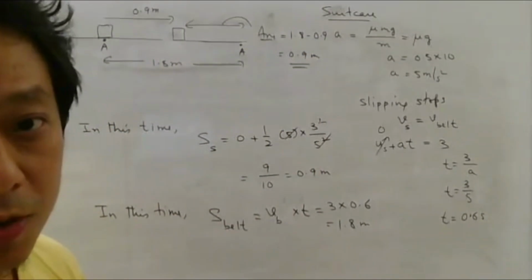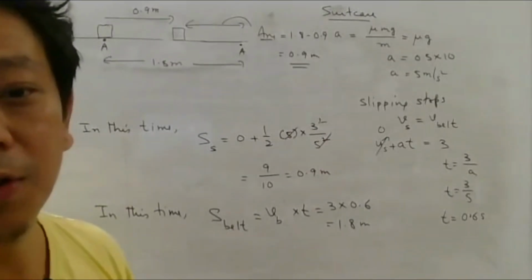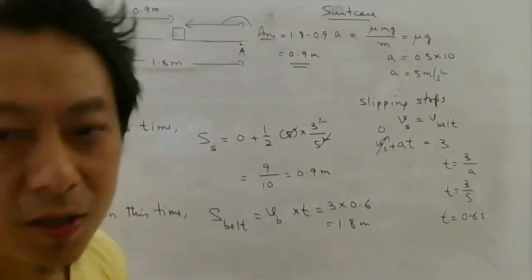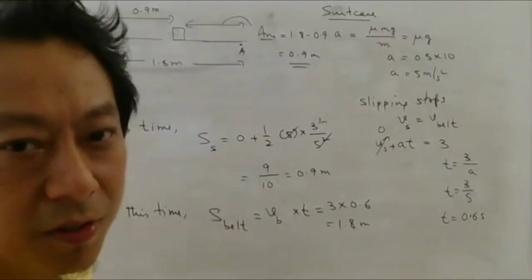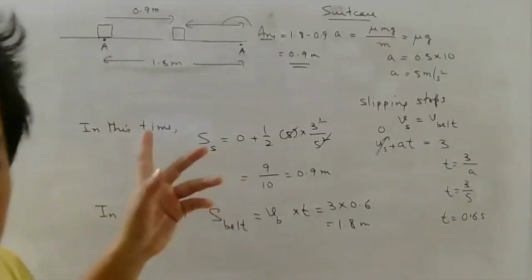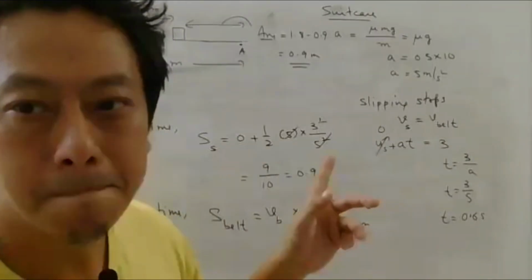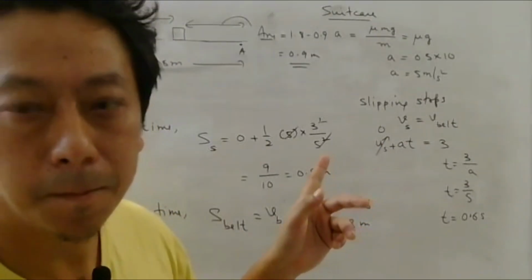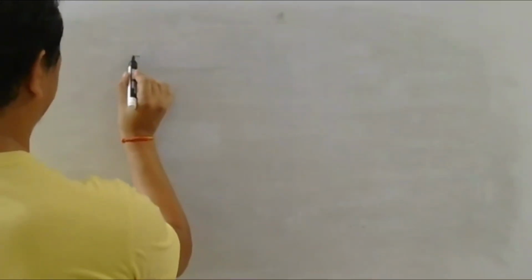Any doubt is there, you can ask. Try to do the problem from ground frame once. Oh, sorry, this one I did from ground frame. Try to do from belt frame, you will get some understanding. Shall I try to do from belt frame also once? Yes, sir. Okay, so this is your belt.